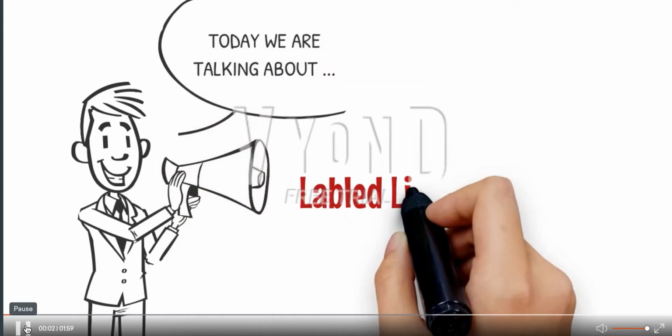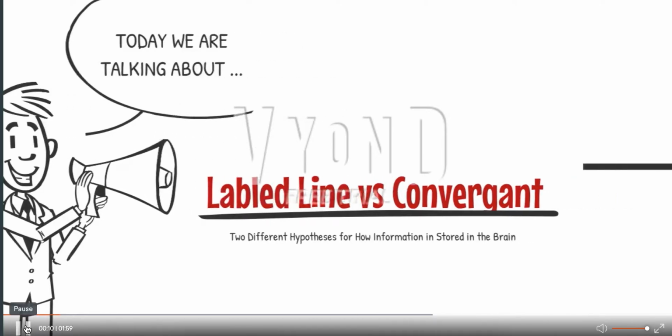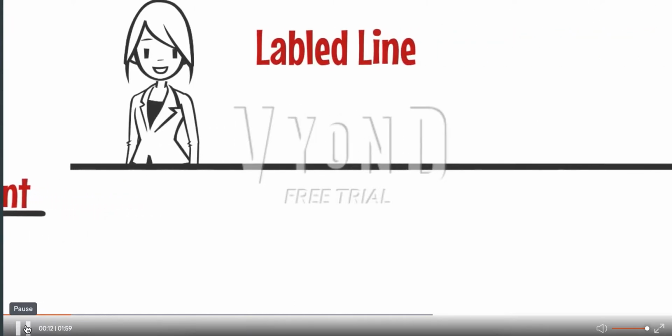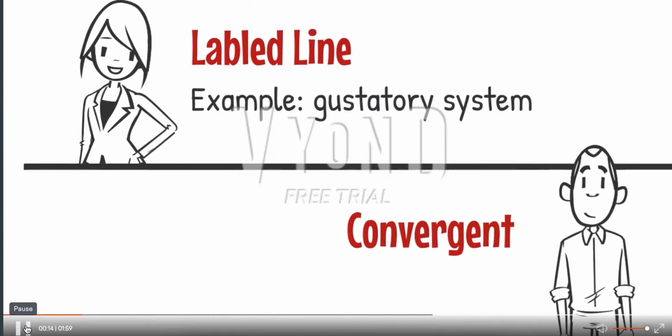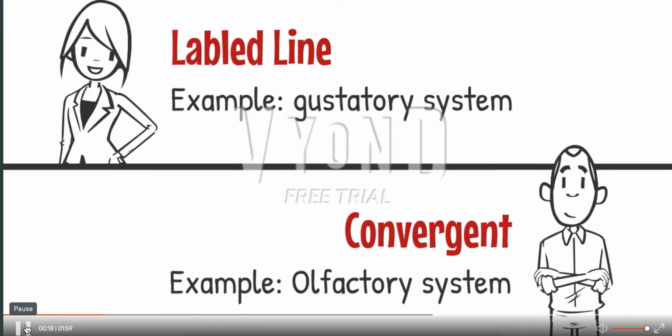Talking about the labeled line and convergent theories of neuronal information organization, what they are, examples, differences between them, and much more. We are going to be exploring these two main topics by looking at two examples. For labeled line, the gustatory system, and for concentration coding, the olfactory system.